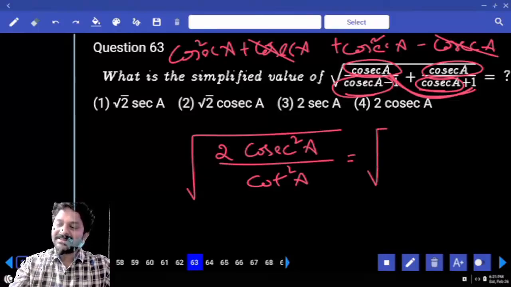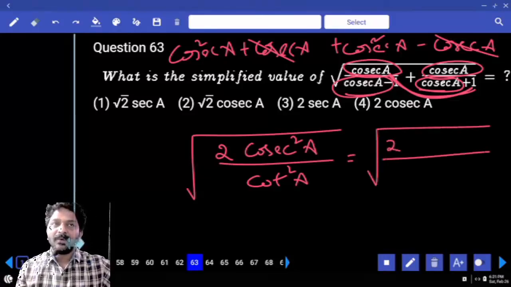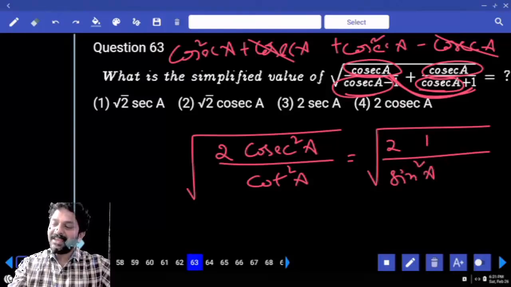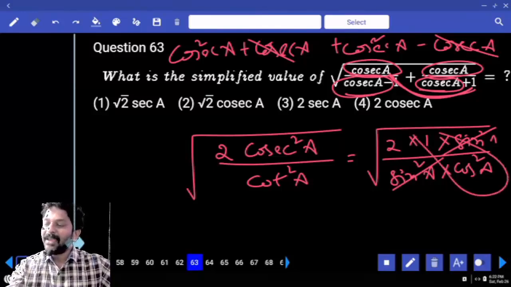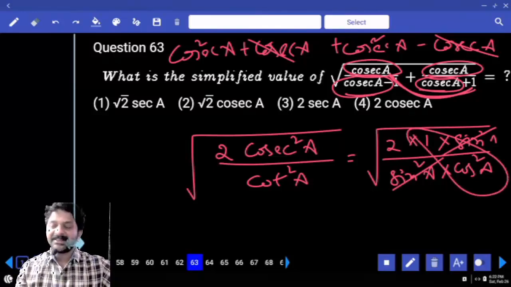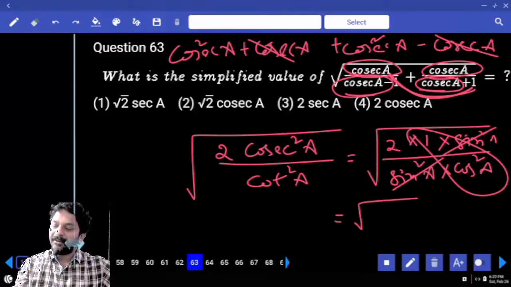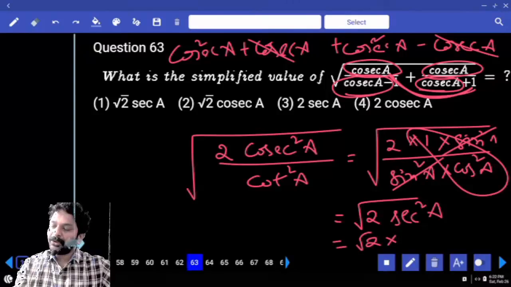Let me expand this. 2 cosecant square A is 1 by sin square A, in the denominator cot square A we have, that is cos square A by sin square A. Sin square A comes to numerator. Sin square A gets cancelled. What do you mean by 1 by cos square A? Secant square. So that is root of 2 into secant square A with 2 into secant A. Root 2 into secant A, first option.